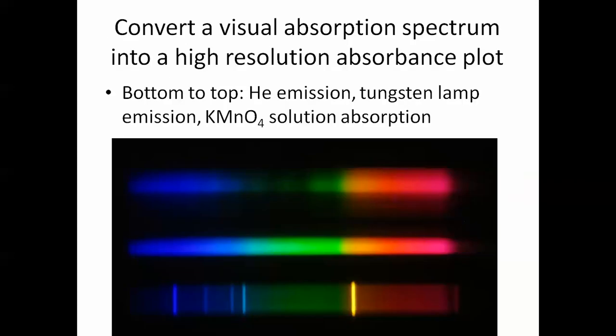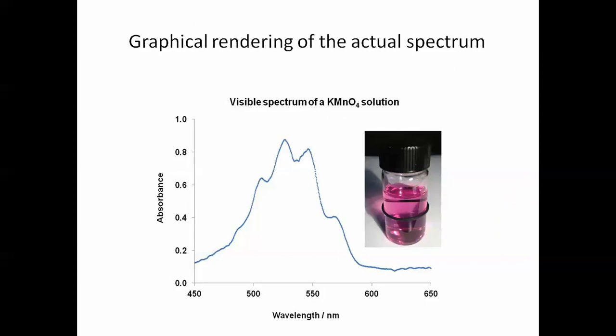Here's another example. We have potassium permanganate solution on top. This is the absorption spectrum. Here we've got the white light spectrum in the background, and you can see again virtually no attenuation in the orange, red, yellow range of the spectrum, no attenuation in the violet end, but we do have a series of dark and light bands with some attenuation in the kind of the blue and the green. Okay, and again down below here we have the helium emission line. Now if we convert this to a graphical rendering, we get the absorption spectrum of potassium permanganate.